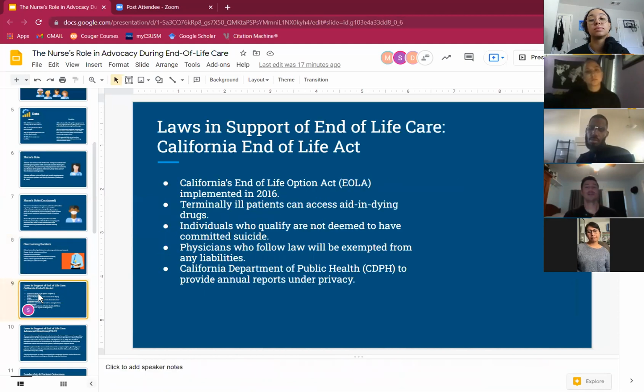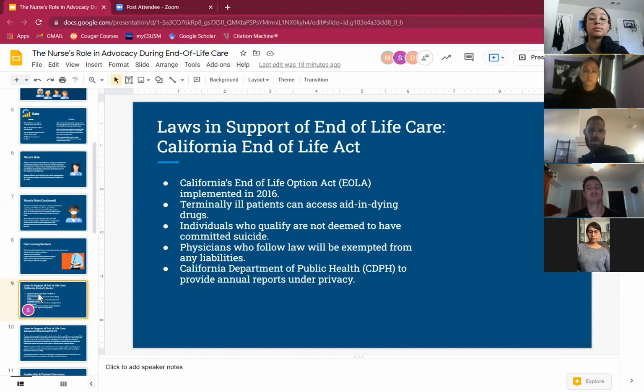There are laws that help support end-of-life care, and one of them is the California End of Life Act. This was implemented in 2016 and helps ill individuals who qualify with certain terminal illnesses to achieve, I would say, a death with dignity.